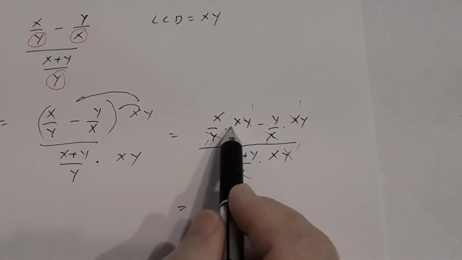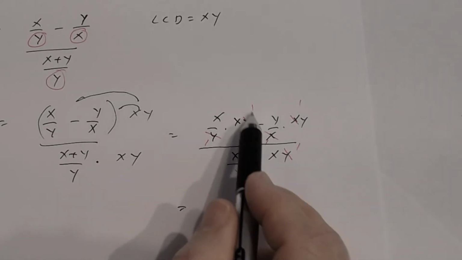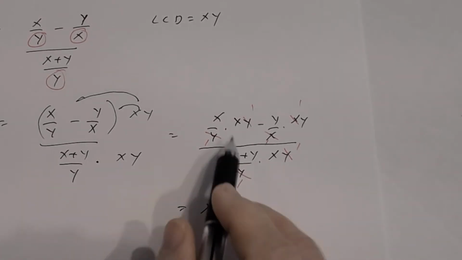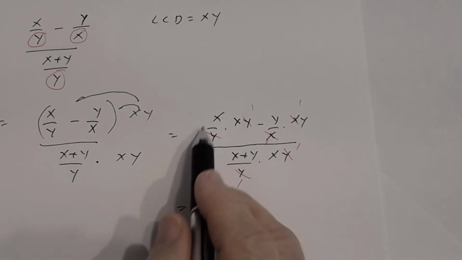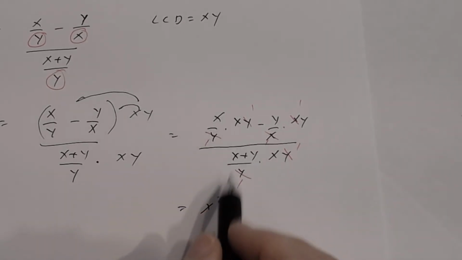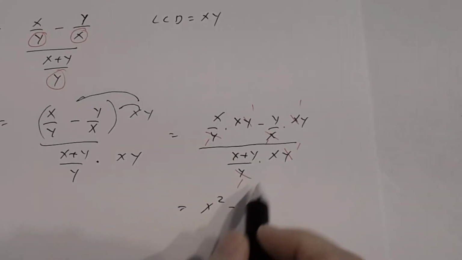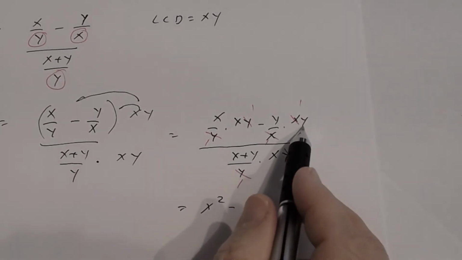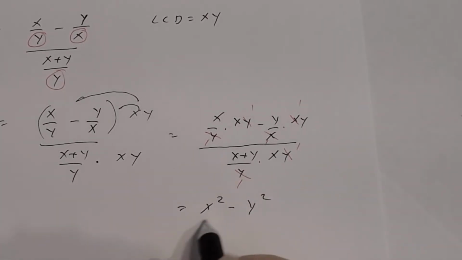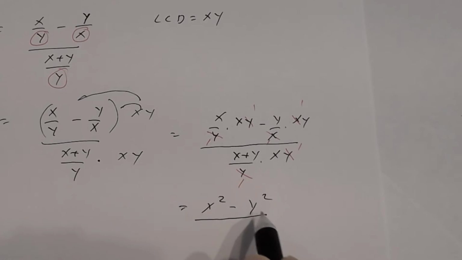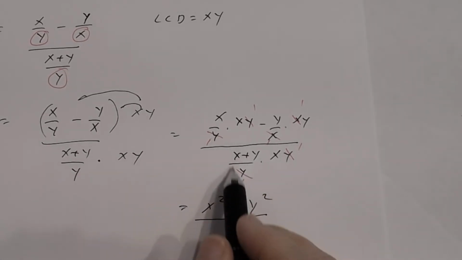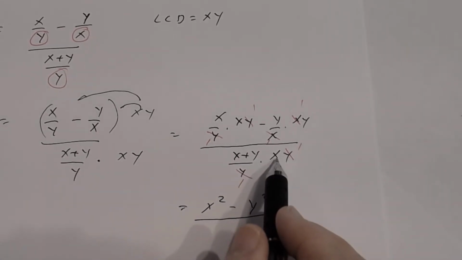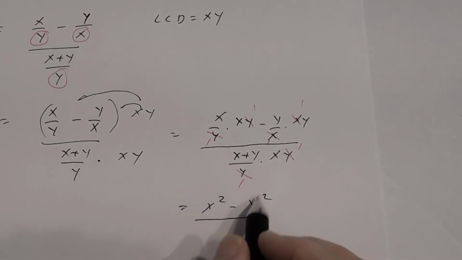So x times x times 1 is x squared. See that? This product is x squared. Minus y times 1 times y is y squared. So that's the numerator. The denominator, I have x plus y times x. Now leave it in factored form.